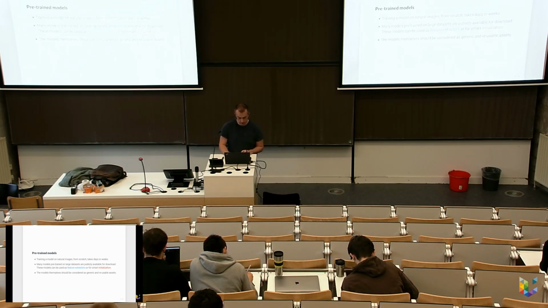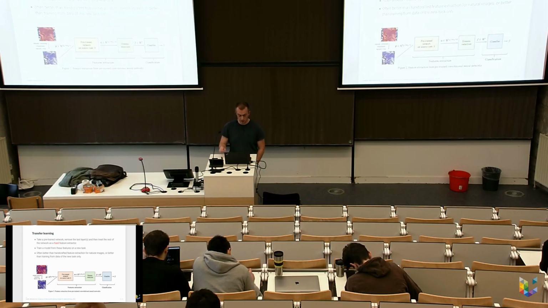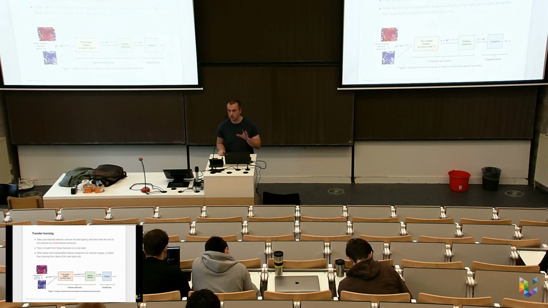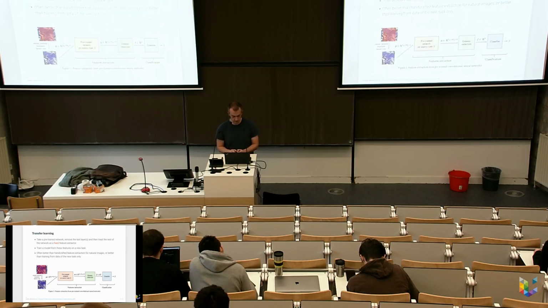Okay? And so this is what we call transfer learning. So you take a pre-trained neural network, you remove the last layers, and then you treat the rest of the network as a fixed feature extractor. Then you train a model from these features on a new task, okay? And what you will often notice is that you will get results that are better than if you had trained directly on your training set. And the reason is that the features that you learn on one vision task are very often transferable to other tasks. Okay? And you only need a few tuning steps to make sense of these features for your new task.